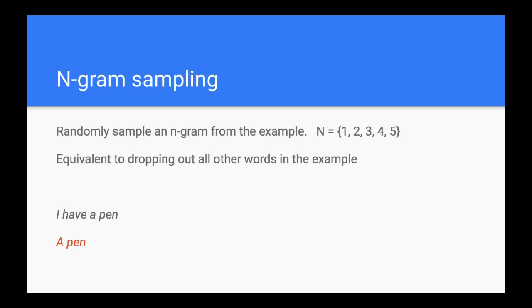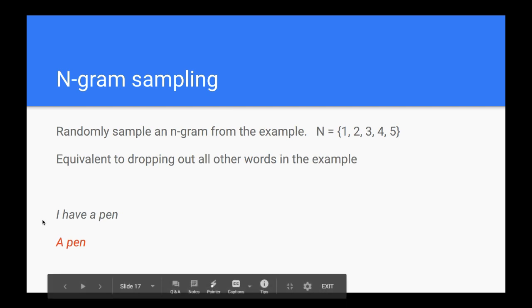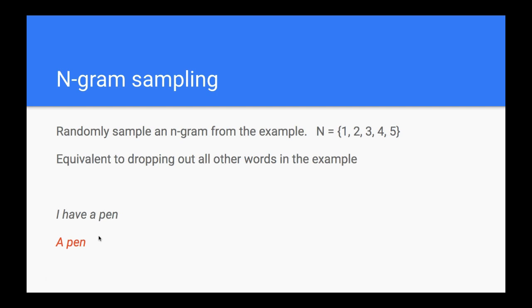Okay, so another one is n-gram sampling. They randomly sample an n-gram from the example, and n can be 1 to 5. So the effective thing they're doing is randomly dropping the other words in the example. For example, "I have a pen" is our example, and in this case our n-gram is 2, a bigram. Then we randomly choose a bigram here, "a pen." Then we drop the first two words, and it becomes the sentence "a pen." So I'm not sure why they do this, but it's still okay.